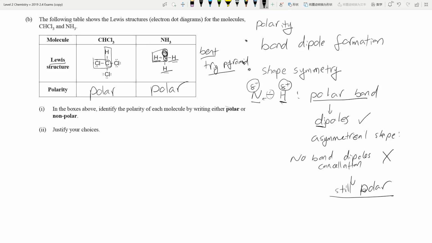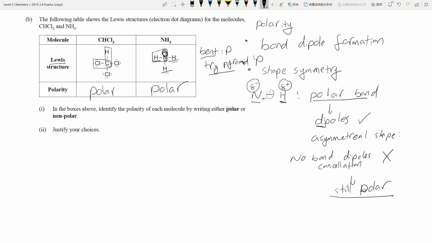Hence, it's still polar. So you can just assume a bent shape is polar, and a trigonal pyramid shape is polar. That'll help you to quickly identify what it is, but it doesn't mean all the other shapes are non-polar. You can have linear shapes which are polar, which is a bit unusual.